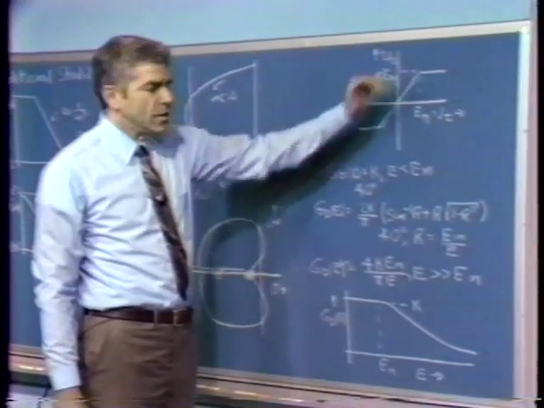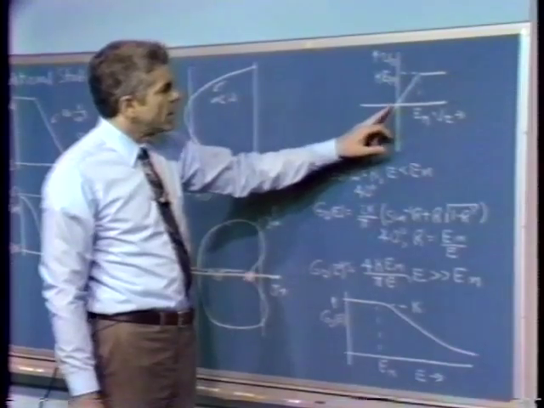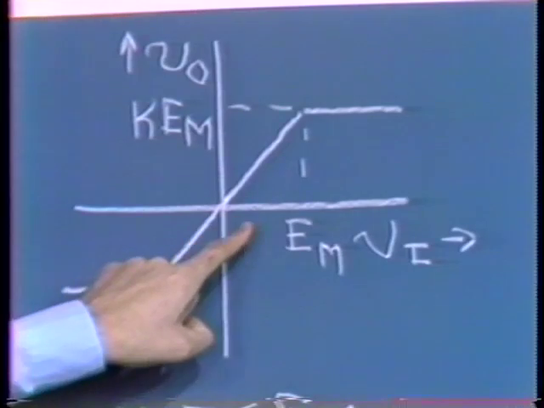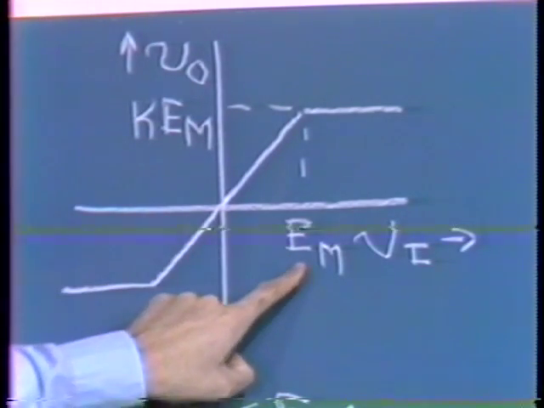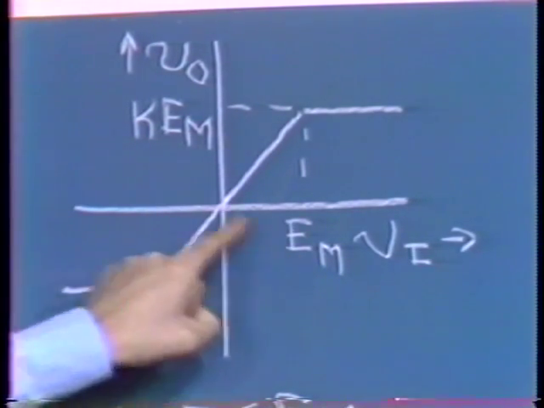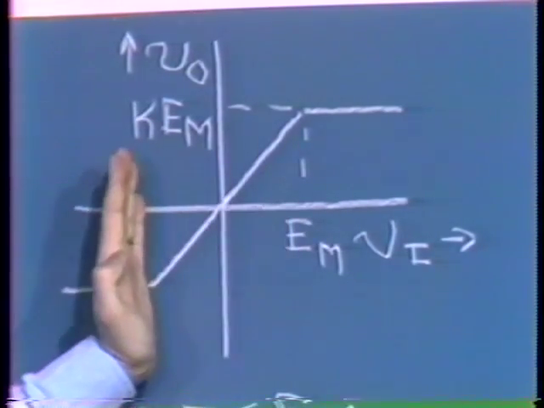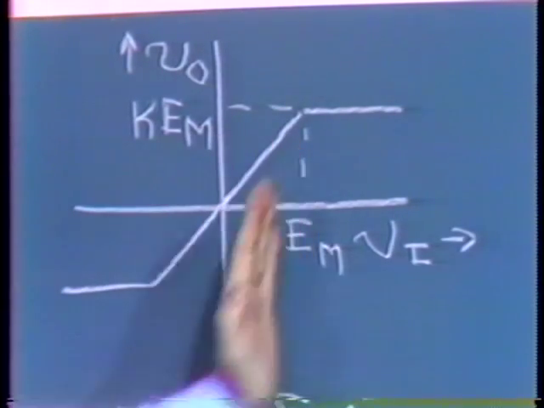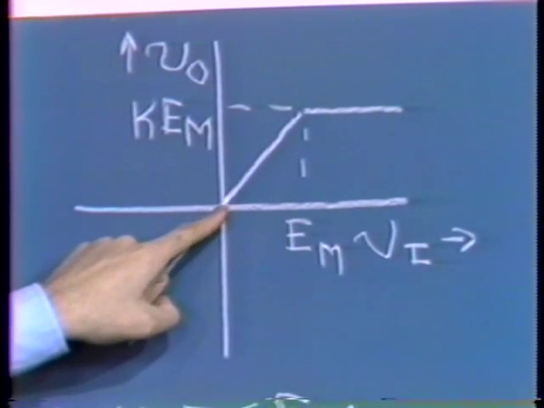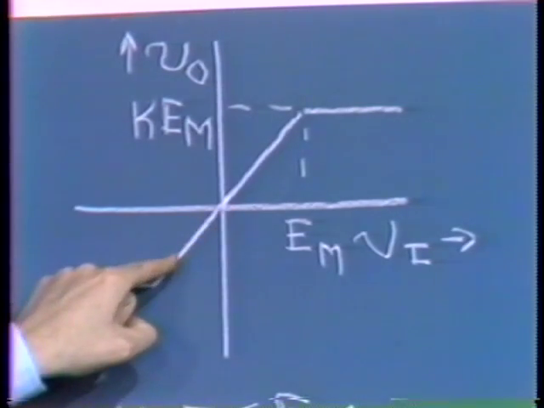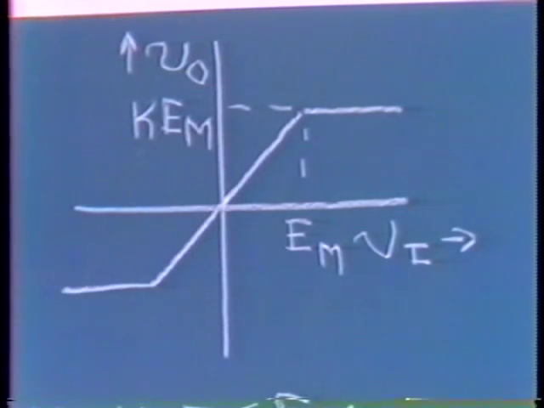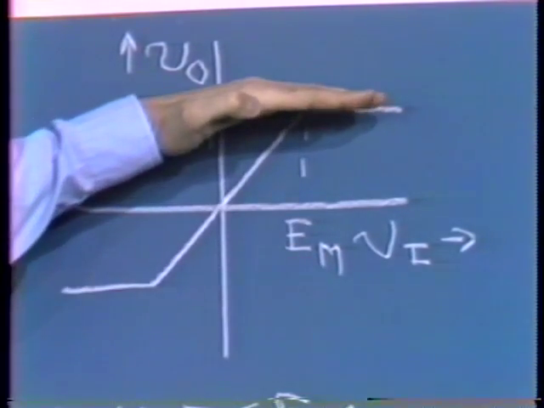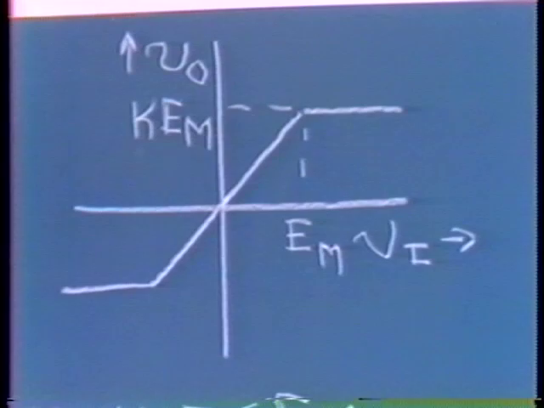Suppose we have sort of an ideal saturating element where we have a slope of k for the output versus input characteristics, providing the magnitude of the input signal is less than some maximum value E sub m. So as long as our input signal, we assume that characteristics are symmetrical, lies between here and here, the slope of the input to output transfer characteristic is constant and has a value of k. However, once the input signal exceeds E sub m, the input to output transfer characteristics flatten out and have 0 slope.